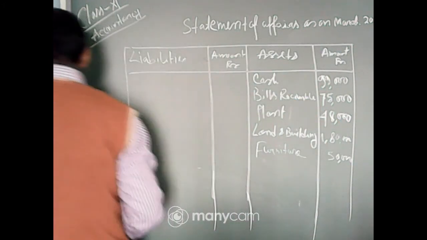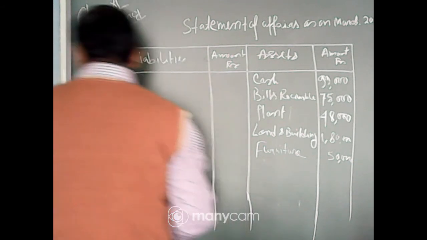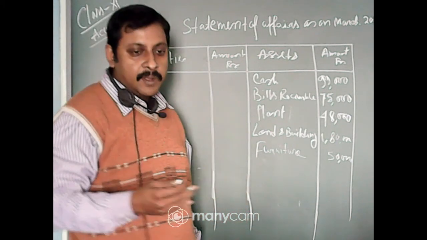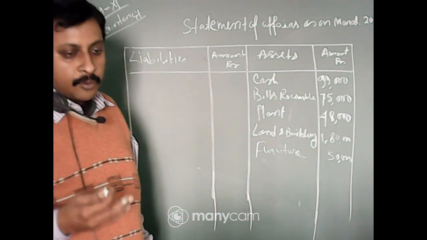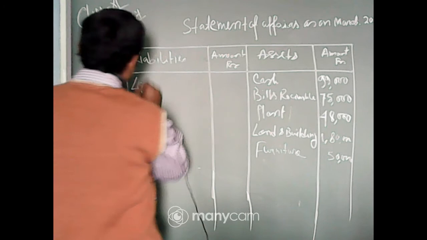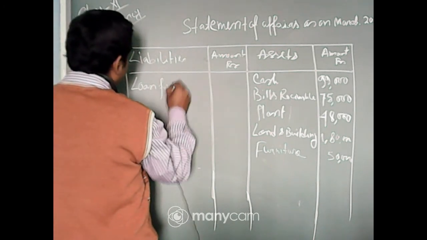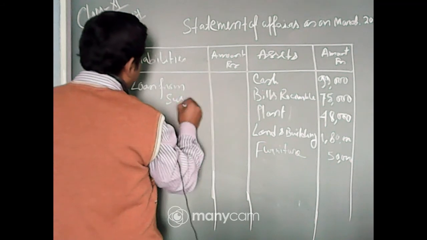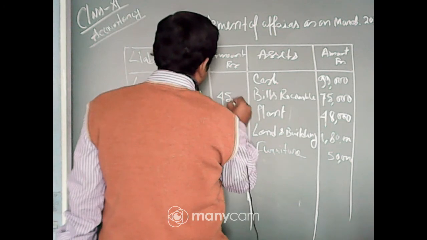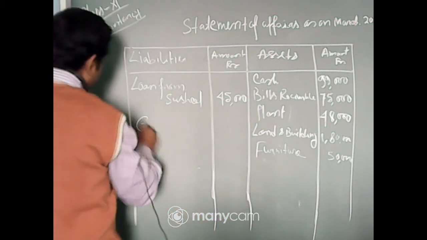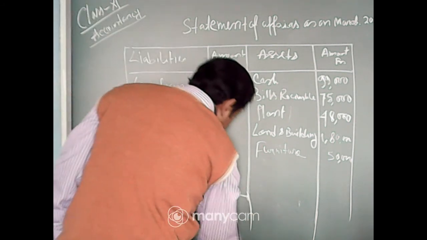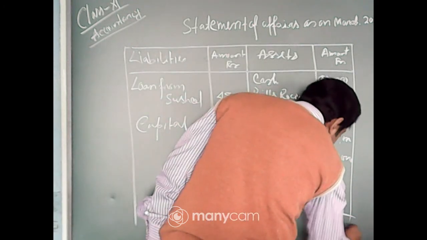Now here you can see he owed rupees 45,000 to his friend, so that is a loan and that is a liability, because you have to repay this. So that is a liability for the proprietor or owner. So loan from Sushil, amount is 45,000. Now what will become the balancing figure? That is capital, because capital is compulsory. Without capital no business can happen.